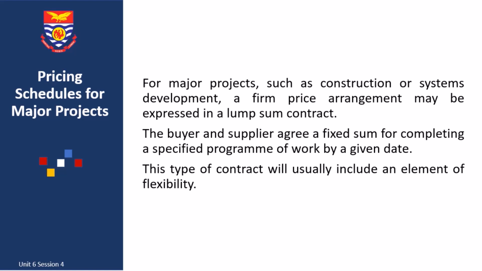Pricing schedules for major projects. For major projects such as construction or systems development, a firm price agreement may be expressed in a lump sum contract. The buyer and supplier agree a fixed sum for completing a specified program of work by a given date. This type of contract will usually include an element of flexibility. For example, it may include a contract price adjustment clause, which is usually based on agreed cost indices to take account of price fluctuations outside an agreed limit arising from contingency factors such as exchange rate movements, fluctuations in commodity prices, or high levels of inflation over the life of the contract.